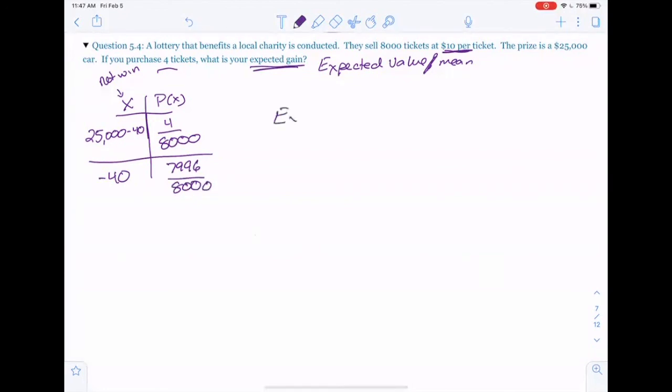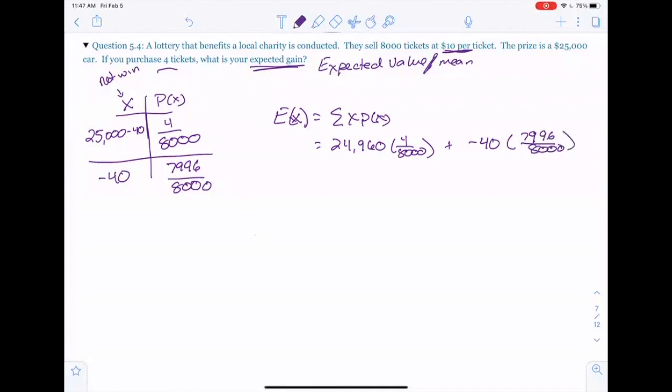So your expected value, E of X, is going to be, again, the sum of my outcomes times my probabilities. In this case, your first outcome is going to be 24,960 times the probability that you win, plus your second outcome, which is minus 40, right? That's what's going to happen if you lose, times 7,996 over 8,000, the probability that you lose. And if you compute this, you're going to get negative, since this is money, $27.50. That is your expected gain, negative $27.50.